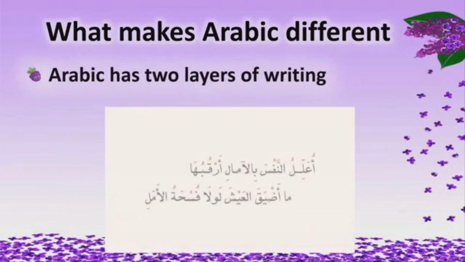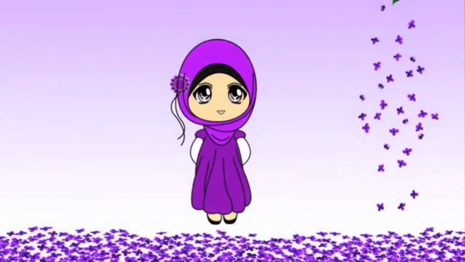Lastly, Arabic has 2 layers of writing. The first one, which is the main one, consists of consonants and long vowels. In other words, it consists of the Arabic alphabet. The second layer is called vocalization or voweling, as it consists of short vowels and other pronunciation markers, and it's normally omitted.